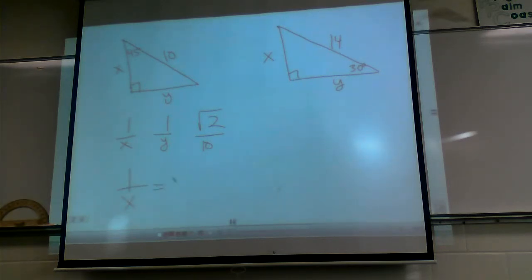So I get 1 over x equals square root of 2 over 10. Do I really need to set the other one up? No, it's going to be the same. So if I do my cross multiplying here, what do I get? 10 equals square root of 2 times x. Then how do I get rid of that square root of 2? How do I move it to the other side so I'm just left with x there?